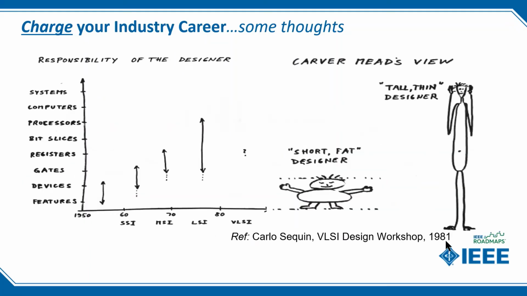Getting ready for this, I came across this 1981 workshop that I attended, with a very famous person, and his basic message was, instead of being a short, fat designer, you've got to be a tall, thin designer. And what this tells you is the same perspective I'm trying to tell you: instead of focusing on a narrow area in your discipline, try to get involved in a broader set of aspects and become this tall, thin designer. That's been my motivation throughout my career, and let me tell you, it works well.